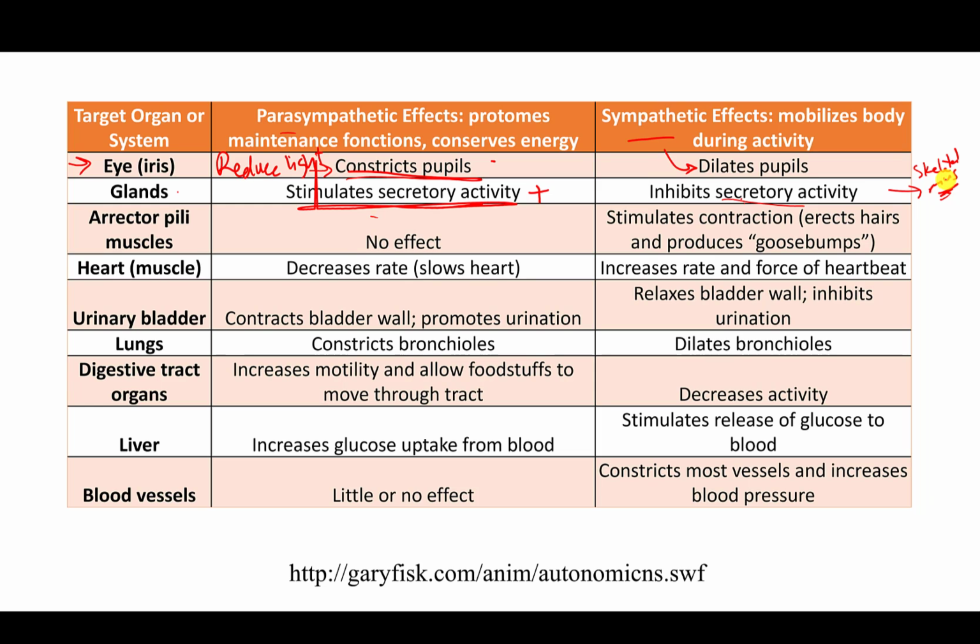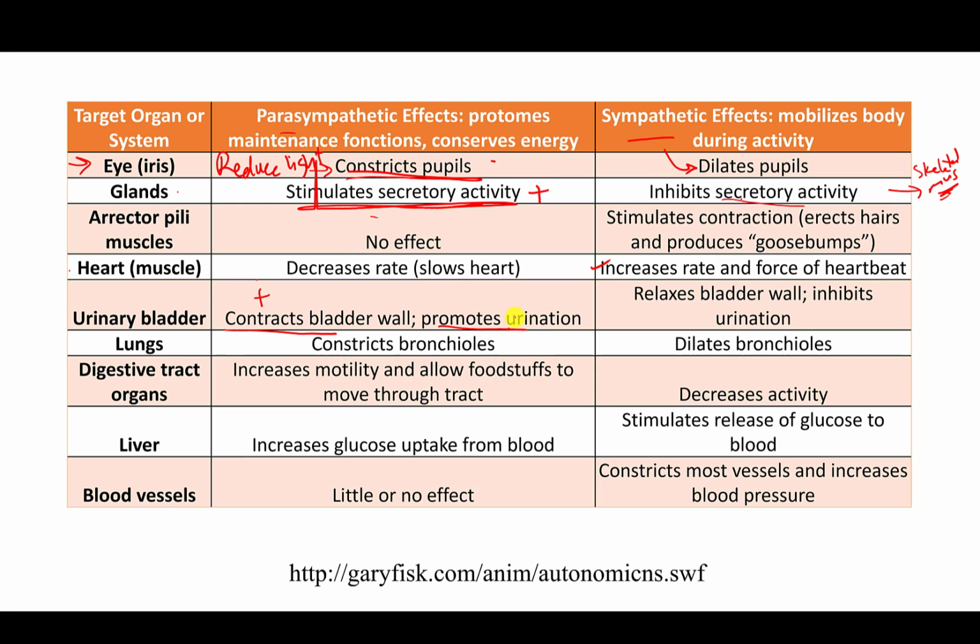See, for example, the heart. The parasympathetic will decrease the heart rate. The sympathetic will increase the heart rate. Urinary bladder. Usually you would go and urinate when you are relaxed. So this will cause the bladder to contract. So this is a stimulatory effect and this will promote urination.